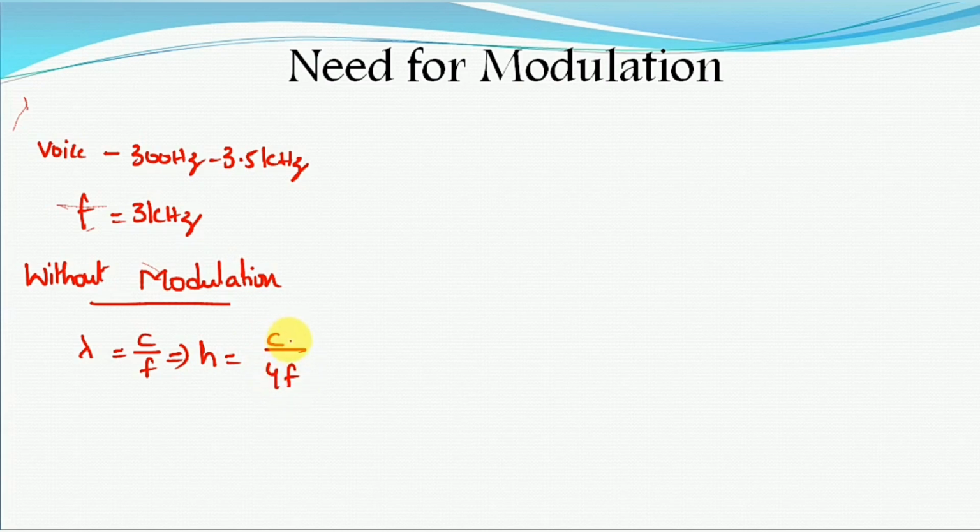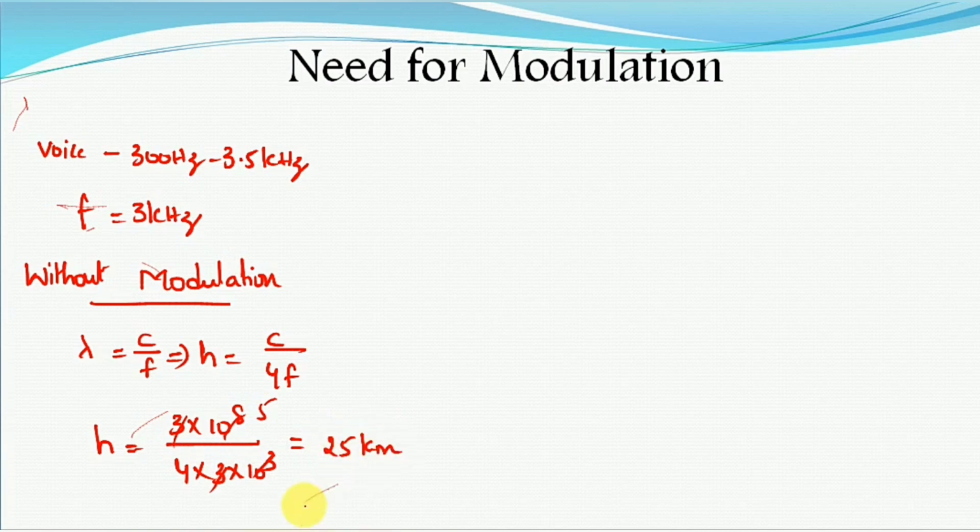We know c is the velocity of light and its value is 3 into 10 power 8 meters per second, and f, we are assuming, is 3 kHz. Now simply substitute those values, then h is equal to 3 into 10 power 8 by 4 into 3 into kilo, which means 10 cube. So 3 gets cancelled, 10 power 5 by 4, which is 25k, which in terms of meters is 25,000 meters.